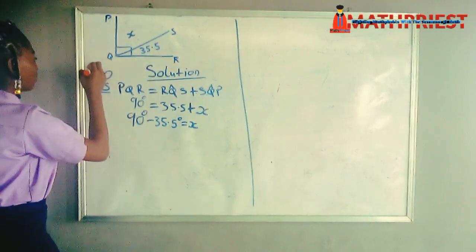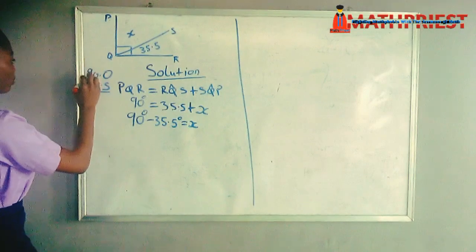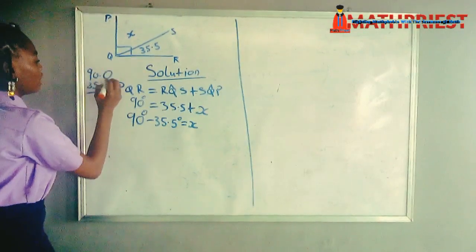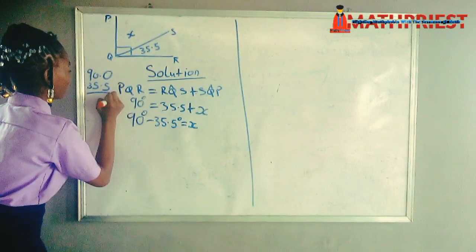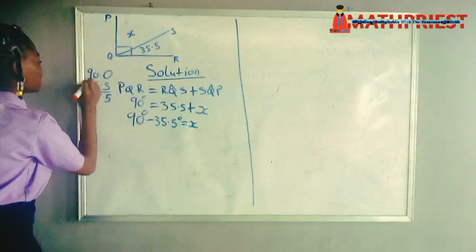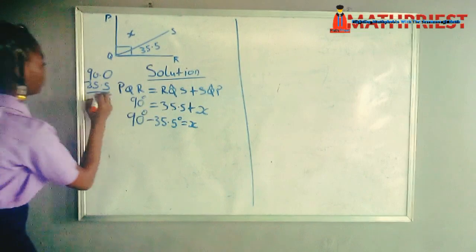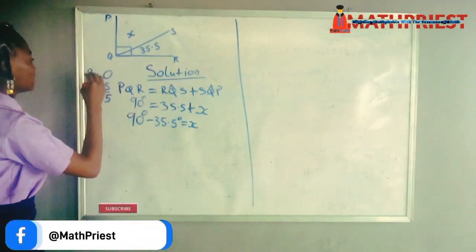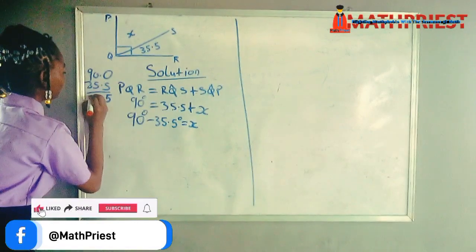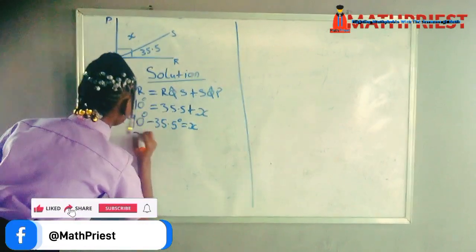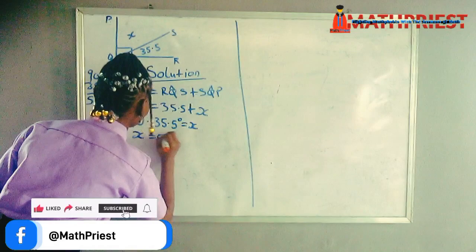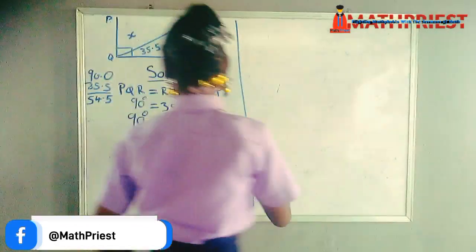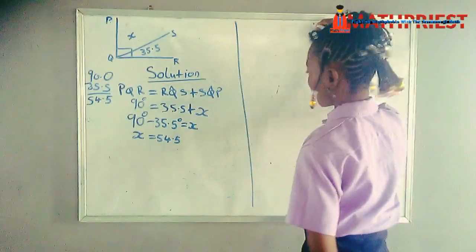So we bring one from here, it becomes 10. Then we take one here, it becomes 10 minus 5 will give us 5. Then here it remains 9. 9 minus 5 will give us 4. We put our point. Then here it remains 8. 8 minus 3 will give us 4. So our x equals 54.5. Let us check if it is correct.